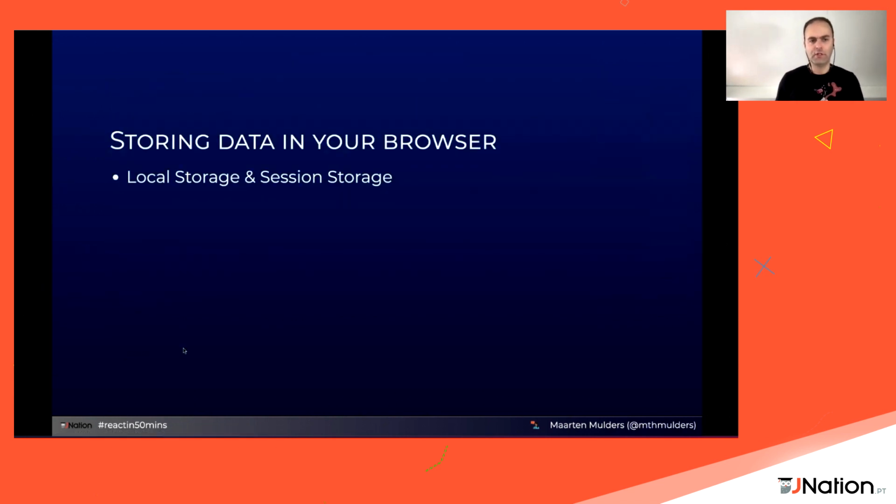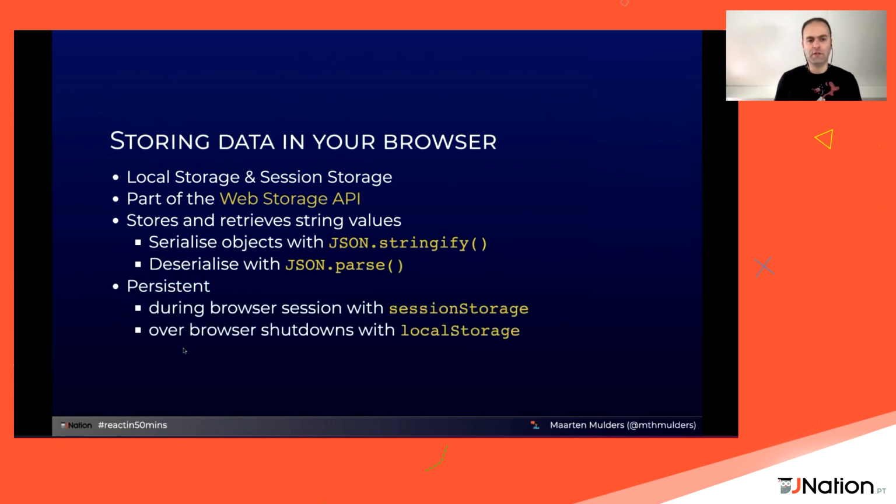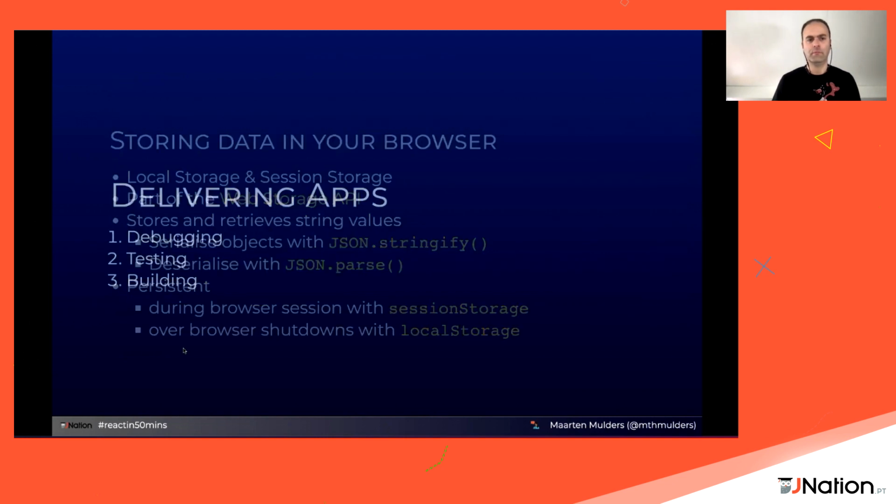For storing data, you can use the local storage and the session storage, which are both part of the web storage API. It's important to note that if you go that way, you need to write them as strings, which means that any objects you want to work with should be stringified and parsed using the JSON global variable. And if you want it to be persistent over a browser shutdown, you should go for local storage. If it's only relevant during the browser session, you should go for session storage. But then again, that's plain browser JavaScript. There's nothing React specific in there.